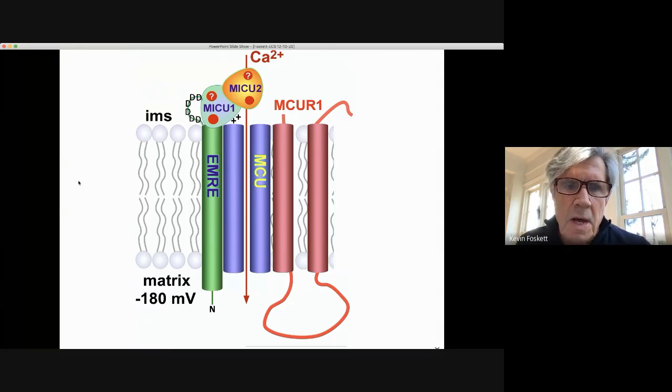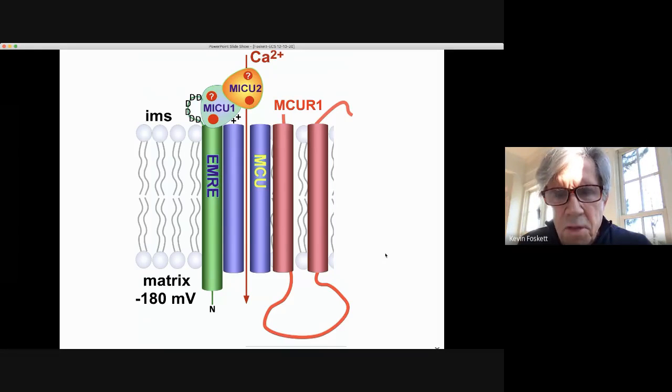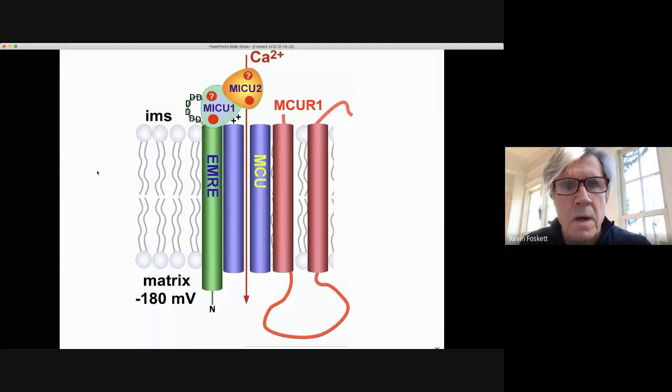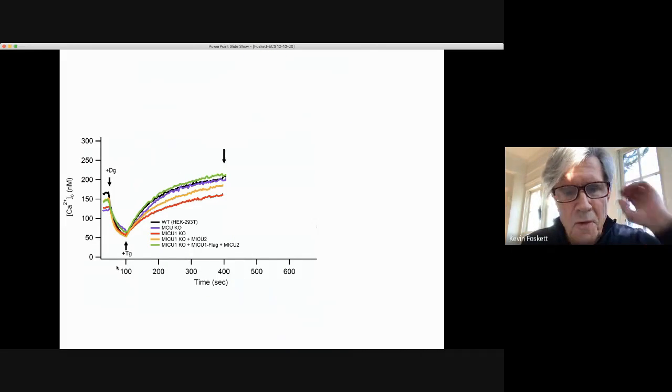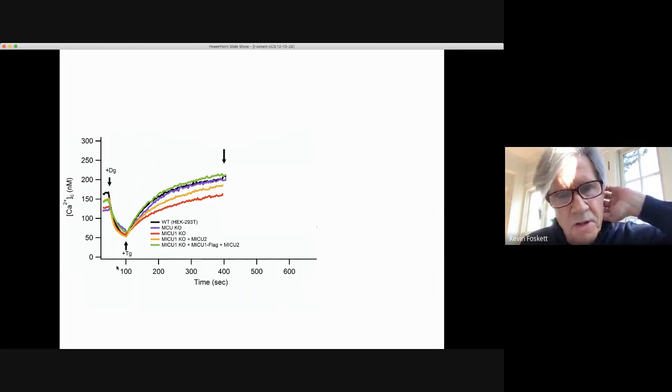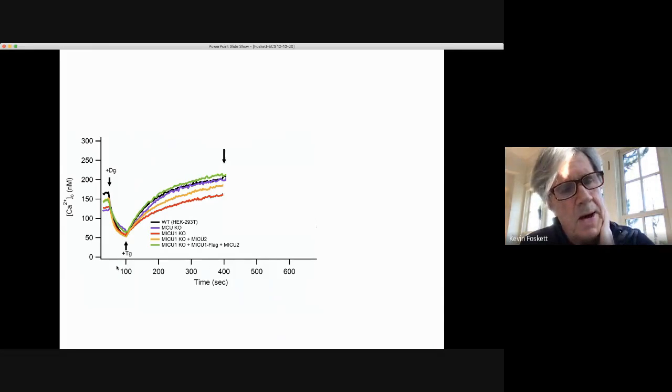And then finally, another protein, MCUR1, is probably not a core component of the complex, but has something to do with regulating the channel. I'm not going to have much to say about that. And calcium then goes through MCU, driven by the very large membrane potential across the inner membrane that's generated by oxidative phosphorylation. Okay, so I want to just focus a little bit on some of the regulation of the transport through MCU by MICU1. So here's a little assay that I'm going to show from our lab.